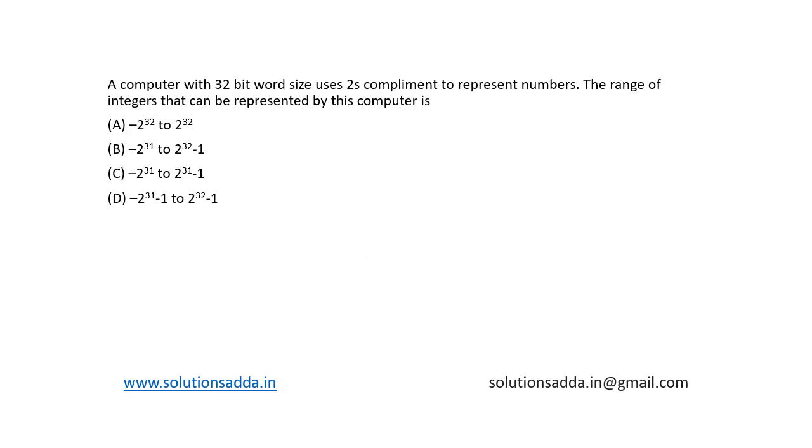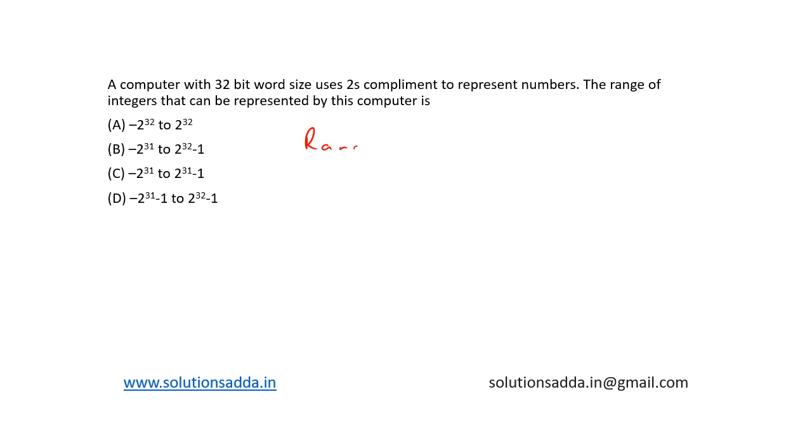This is a question from Digital Logic. A computer with 32-bit word uses 2's complement to represent numbers. The range of integers that can be represented by this computer is, and 4 options are given. First of all, let's understand the formula to find out the range of an n-bit number in 2's complement binary representation.